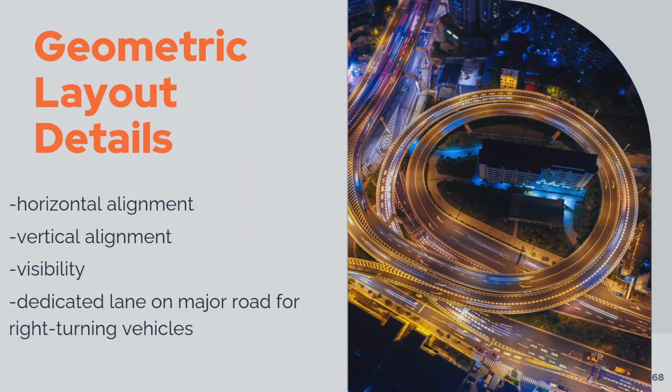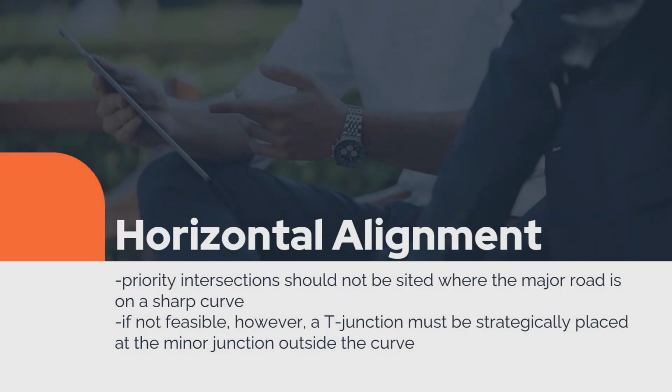Finally, we head to the geometric layout details, which consist of the horizontal alignment, vertical alignment, visibility, and dedicated lane on major road for right-turning vehicles. Horizontal alignment. In the ideal situation, the priority intersection should not be sited where the major road is on a sharp curve. Where this is unavoidable, it is preferable that the T-junction is located with the minor junction on the outside of the curve.